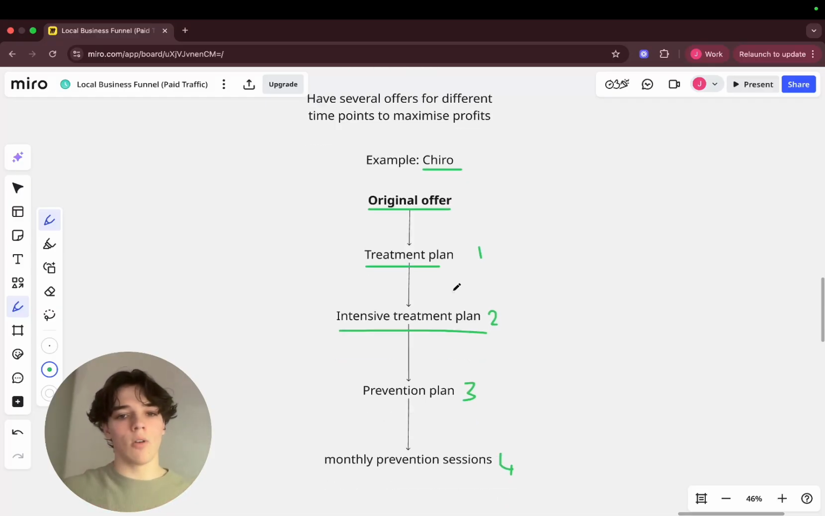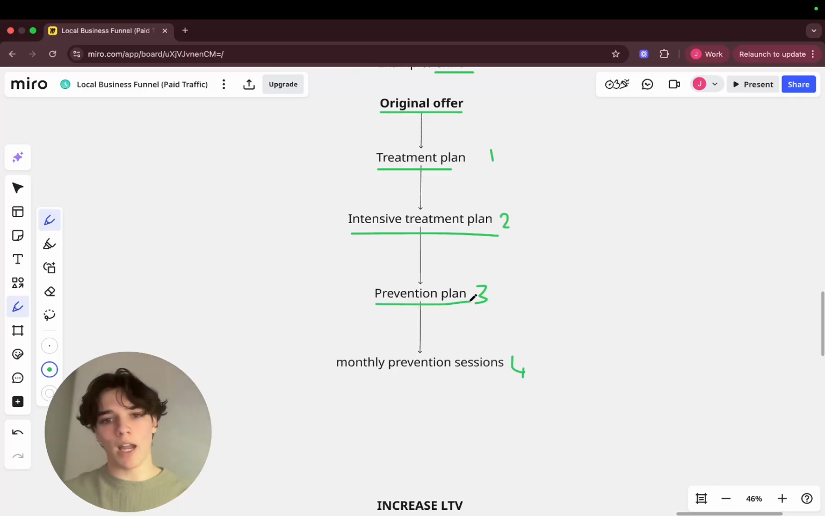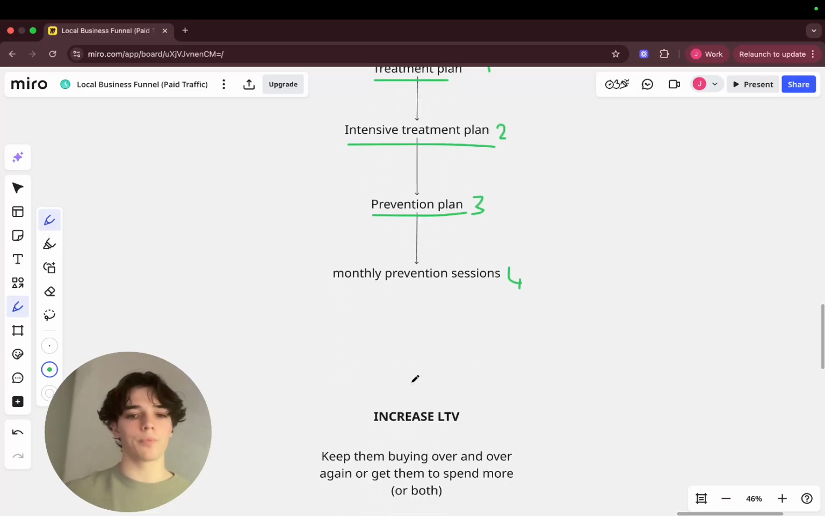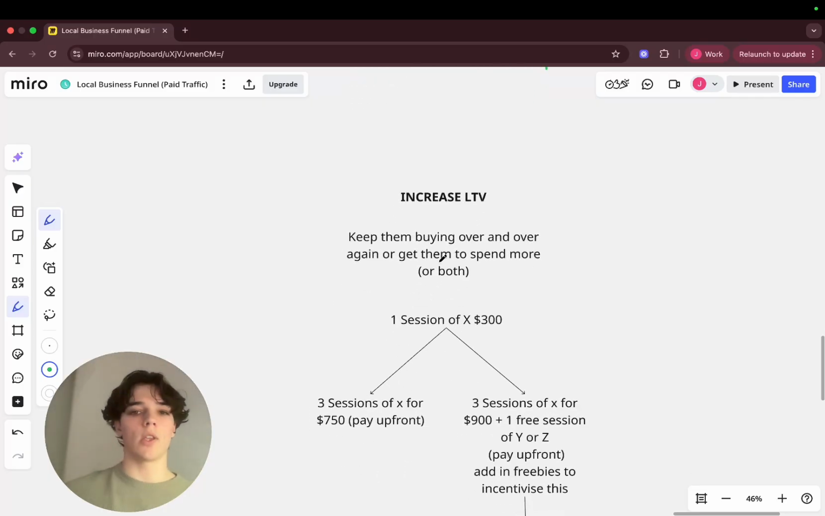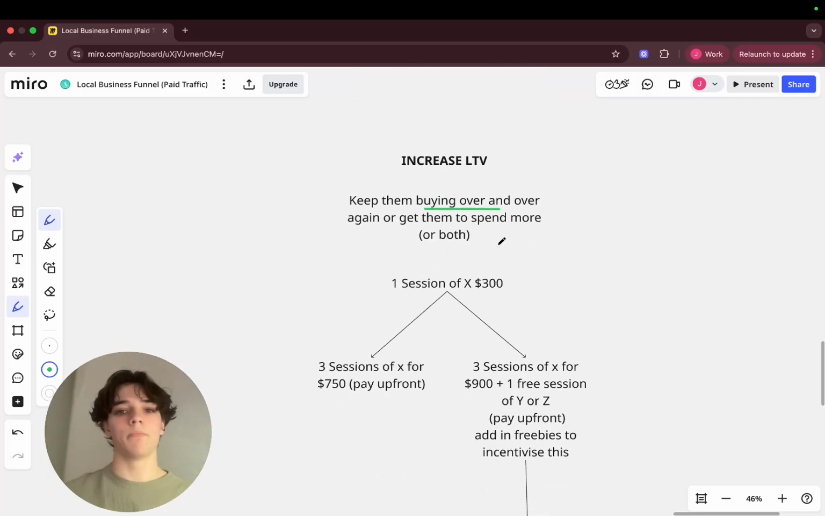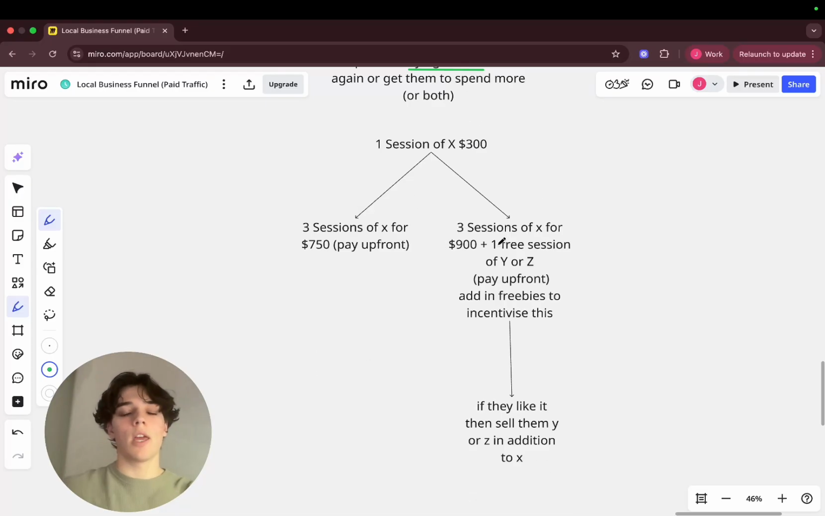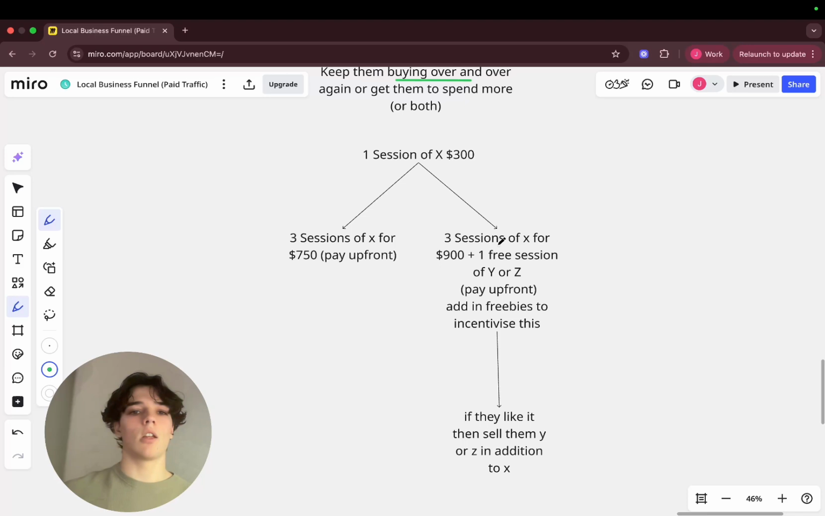And then later on down the line, when this person has no more back pain, you can give them a prevention plan, and you can upsell the prevention plan with monthly prevention sessions. Just an example. And if you wanted to increase your lifetime value, as I went over before, getting them to buy over and over again and to spend more, or both, doesn't hurt, then you need to be playing around with forms of payment, or I guess the models of payment, money models, you could say.